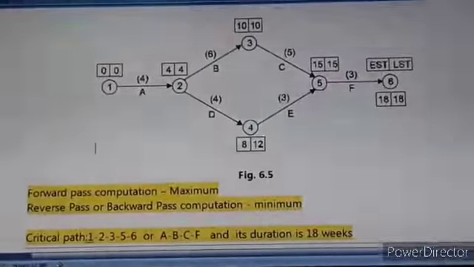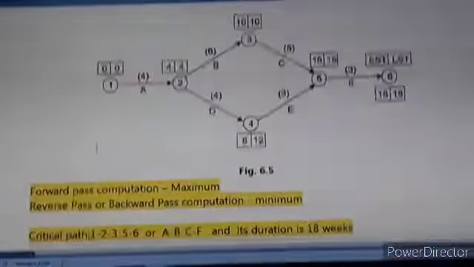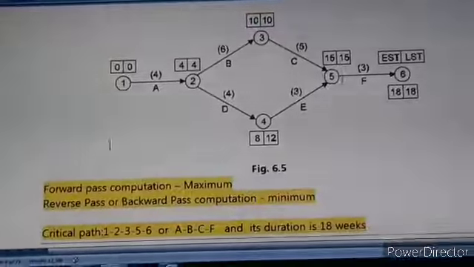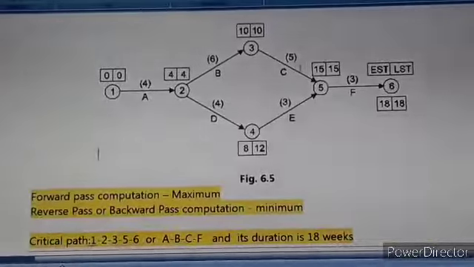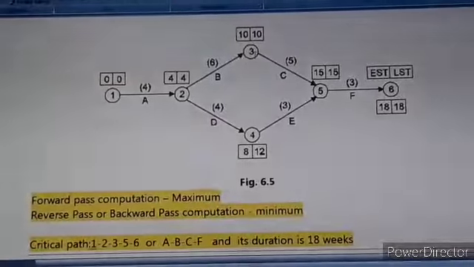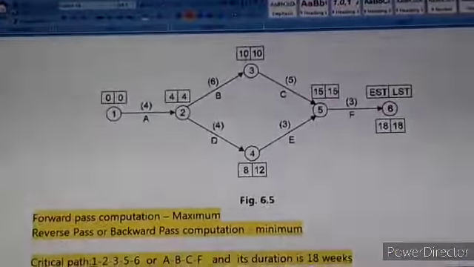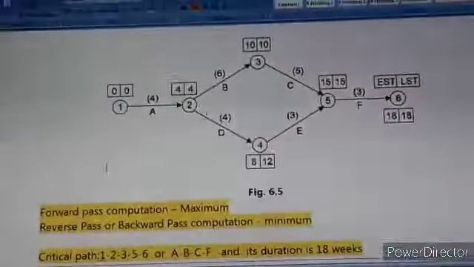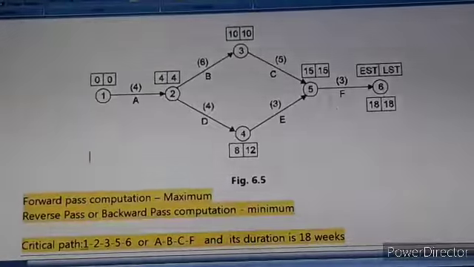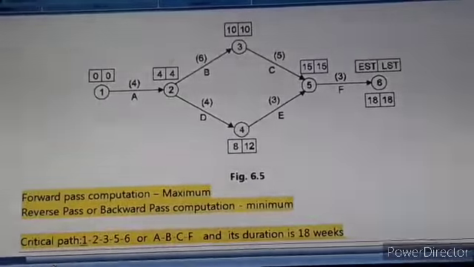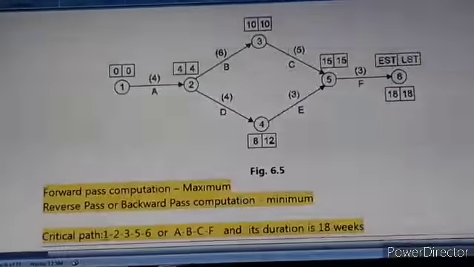Now, the latest start time is 18. So 6 to 5, 18 minus 3, here we get 15. Then 5 to 3, this 15 minus 5, where 5 is the duration of activity C, so it is 10. Then 3 to 2, 10 minus the duration of activity B, that is 6, we get 4. And 2 to 1, 4 minus 4, 0. So considering the reverse path 6, 5, 3, 2, 1, we have written the earliest start time and latest start time, as well as the earliest finish time and latest finish time.